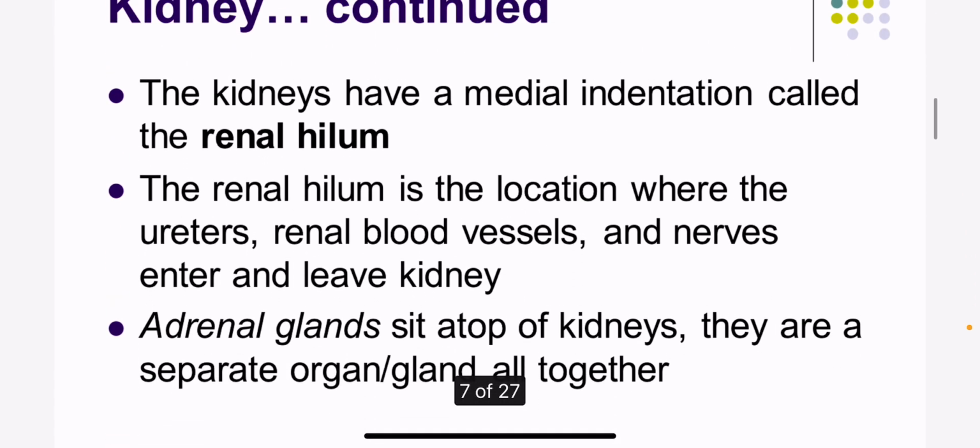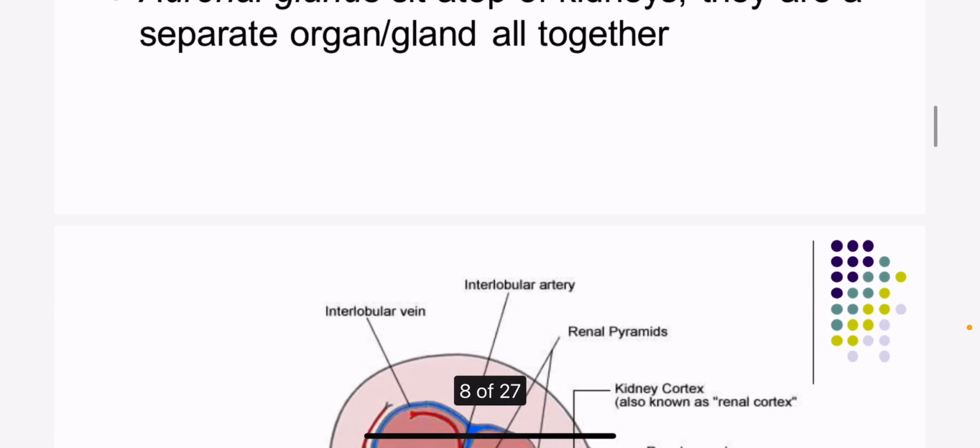Okay? Another thing to note is that the adrenal glands sit on top of the kidney, and we learned about that in chapter 9. They are a separate organ altogether, but they do sit on top of the kidney. The kidneys have a pretty extensive blood supply, and that makes sense because their job is to filter blood, and we will be looking at that.